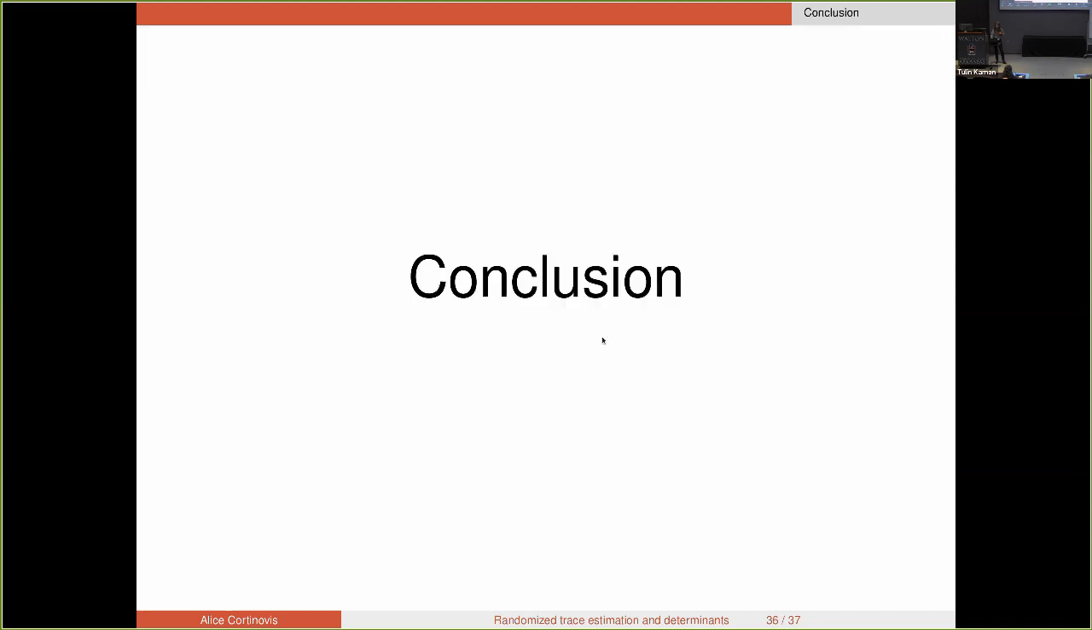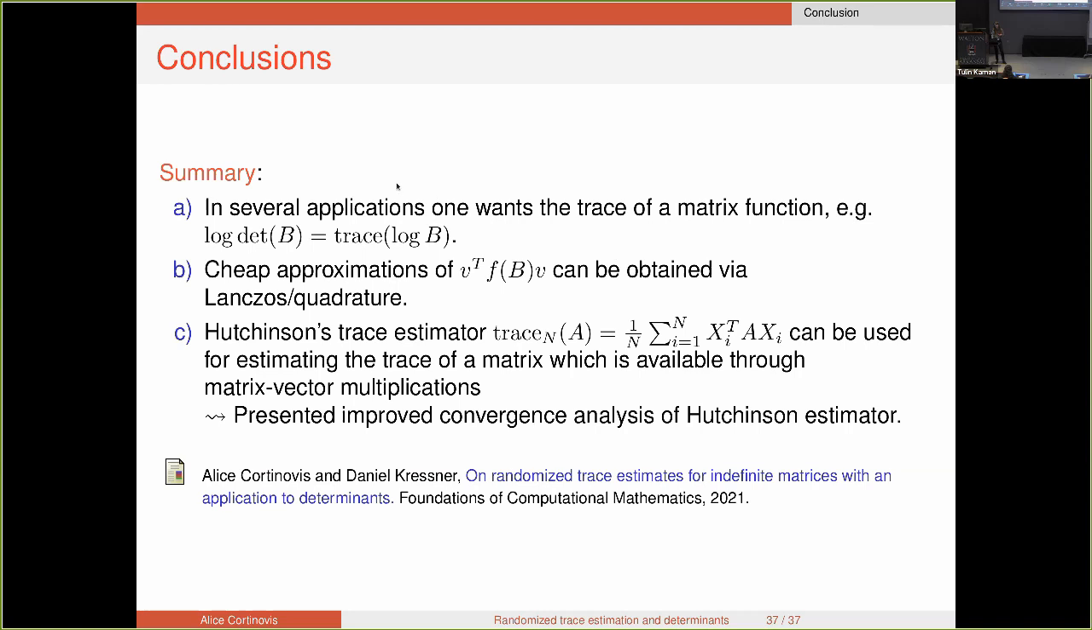Okay. This brings me to the end of the talk. Just to summarize, in several applications one wants to compute the trace of something, especially a matrix function, for example when computing the determinant of a matrix. You can get approximations of V transpose f of B V via quadrature, which is equivalent to Lanczos. This still depends on the condition number of B. So, cheap with some caveats.